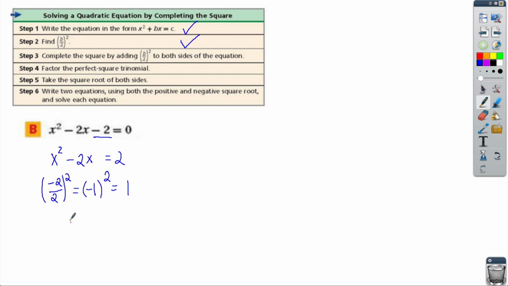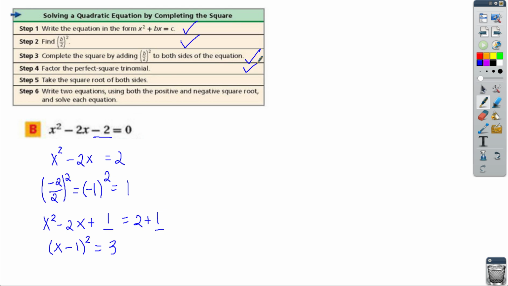Step 3, let's actually add this value to both sides of the equation. X squared minus 2x plus 1. Alright, also on the other side, 2 plus 1. We completed step 3. Let's move on to step 4. Factor the perfect square trinomial. The factors for the given trinomial are x minus 1 squared equal to 3. And this is really, really interesting. Your steps will be very repetitive, right? Okay, we've completed step 4.